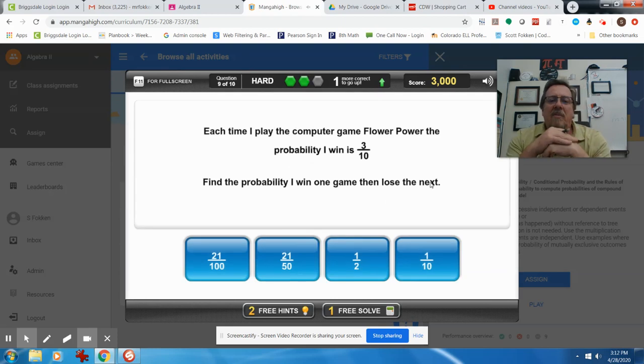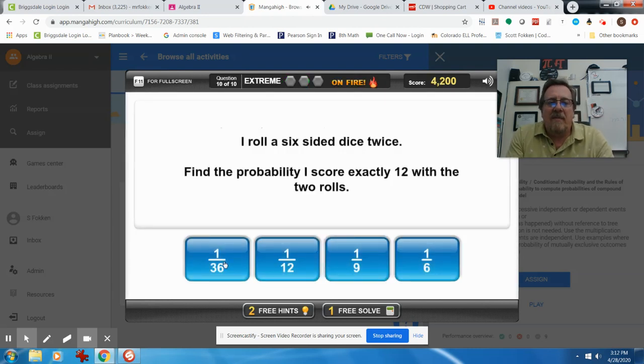Each time I play the computer game Flower Power, the probability that I win is 3/10. Find the probability I win one game and then lose the next. Again, you got to think, well, if the probability that you win is 3/10, then the probability that you lose is going to be 7/10. So we're going to have to take 3 times 7 to get 21. And 10 times 10 is 100. So I think we're at 21/100ths.